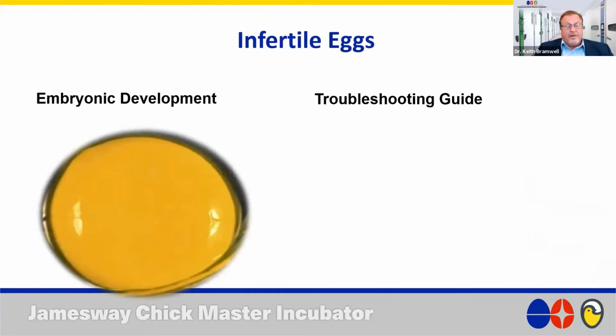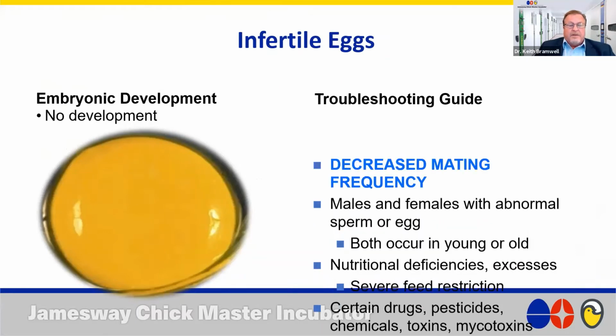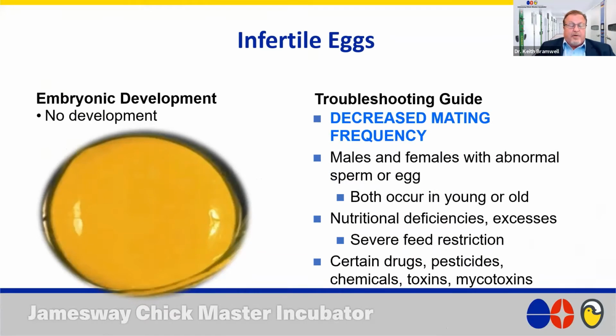Kind of caught me off guard that those are still there. So we look at the eggs themselves, and again, this is not a troubleshooting exercise. But if we look at infertile eggs, no development at all, we'll see a very compact germinal disc area, and decreased mating frequency is the primary cause of that.